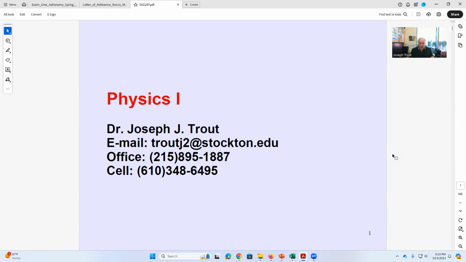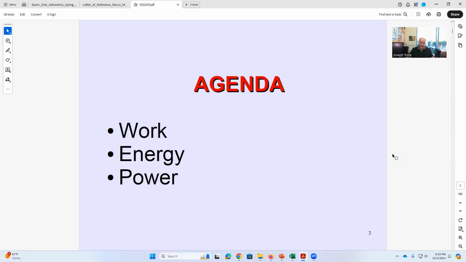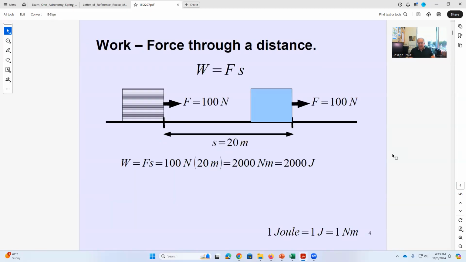Today we're going to talk about work and energy and power. So when we talk about work, we talk about force through a distance. In most general terms, it's the force multiplied by the distance that the force is applied. In this example, there's a 100 Newton force and it's moved for 20 meters. So the work that's done is 100 newtons times 20 meters, or 2,000 Newton meters.